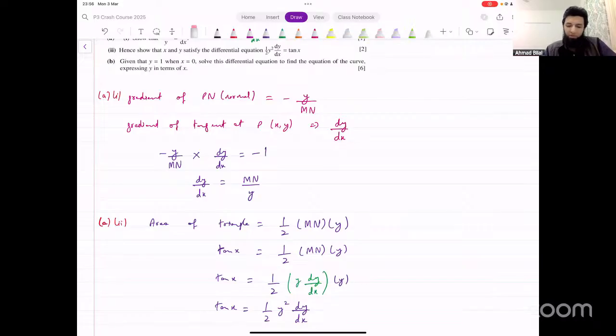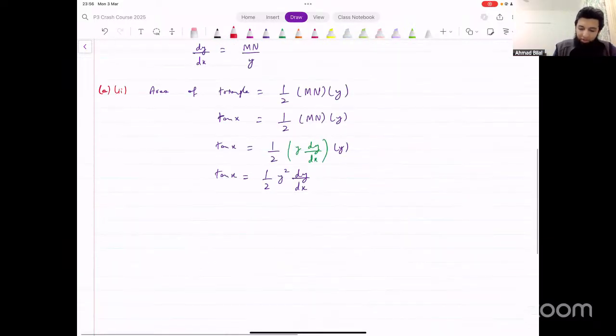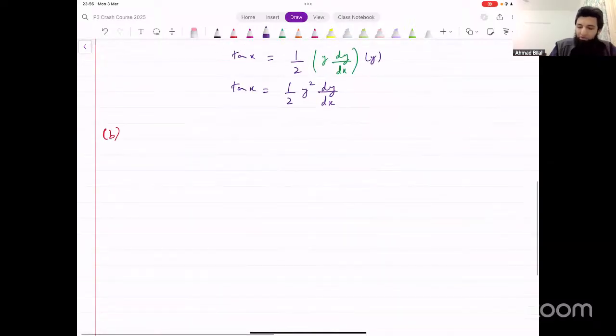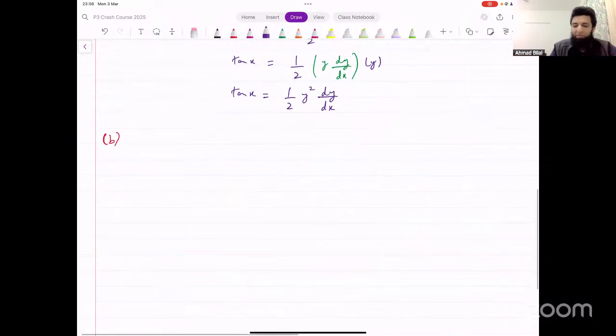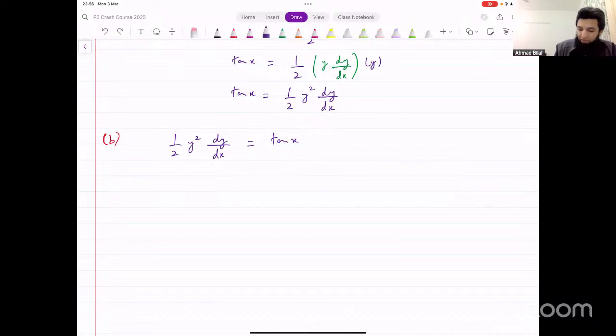Now they just want us to solve this differential equation to find the equation of the curve expressing y in terms of x. That's fairly straightforward. I suppose you can do that, right? What I'll do is I'll just do the integration part for you, and then you can do the rest. So how do we start integration in this? We separate the variables. Let's first write it in the form written in the question by switching the left and right hand sides. Let's separate the variables, take dx to the right side. So it becomes 1 over 2 into y squared dy equals tan x dx.